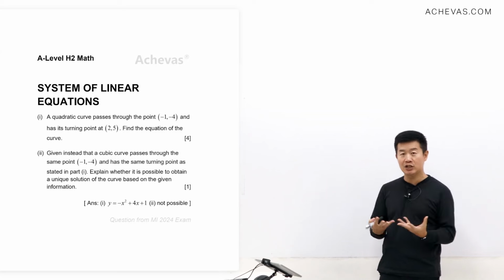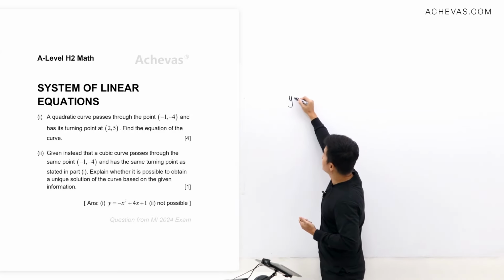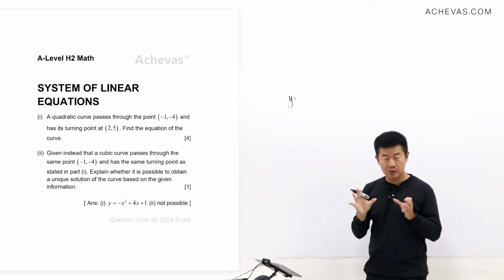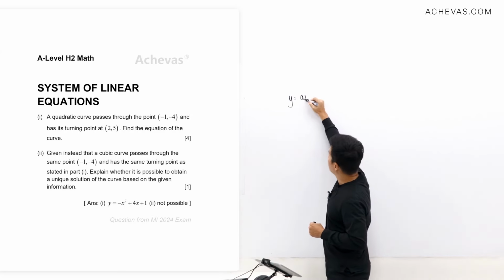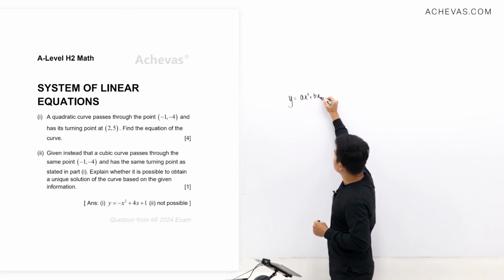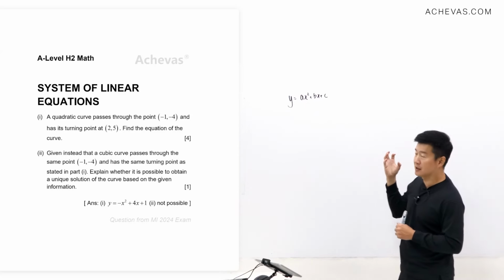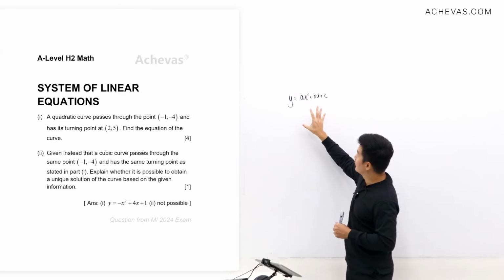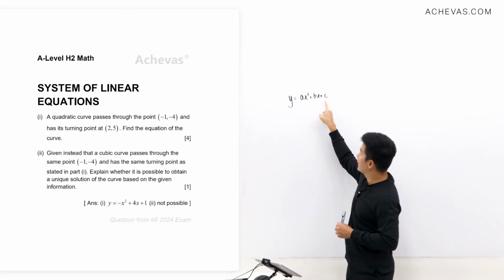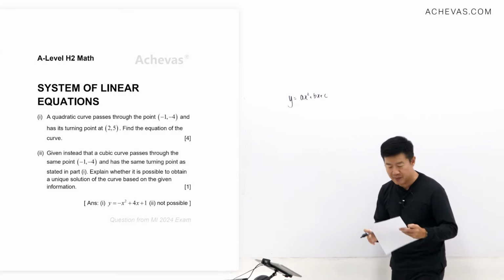So the initiative that I was trying to talk about is for us to first write down the format of a general quadratic equation, which is going to be ax squared plus bx plus c, which means that in order for us to work out the equation of this curve, we want to find the values of a, b, and c.